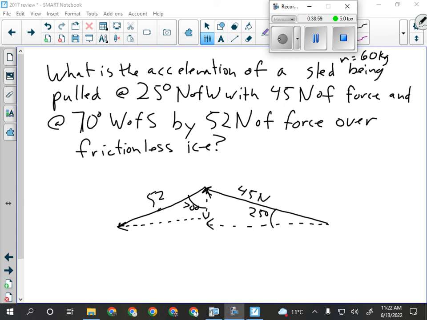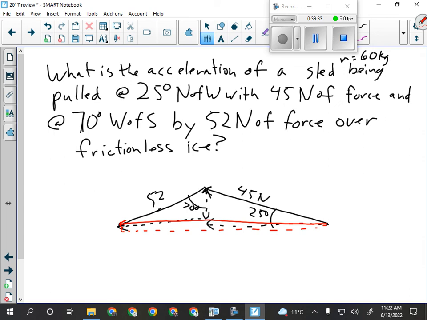I actually had to do the calculations on the calculator before I drew the diagram, because I wasn't sure whether the 52 was going to reach all the way back down and either go past or end up short of my vertical starting reference. It ends up a little bit short, a little bit above my starting reference point. But that's what our diagram should look like, with our resultant, which is the net force, being this line right here.